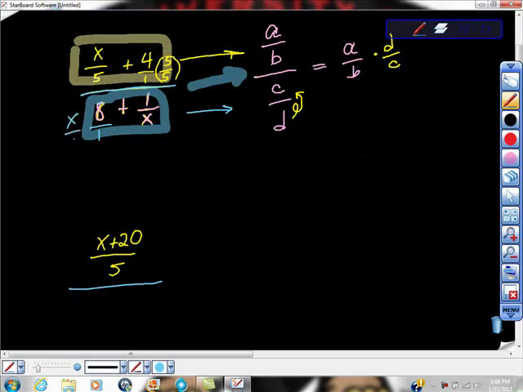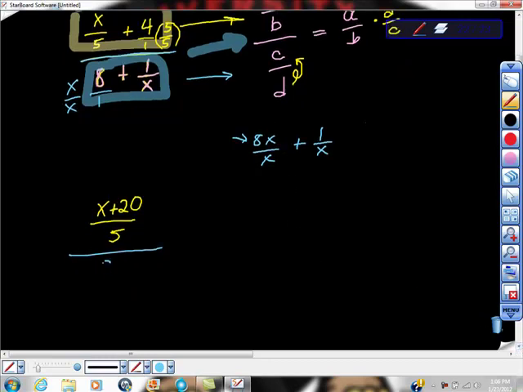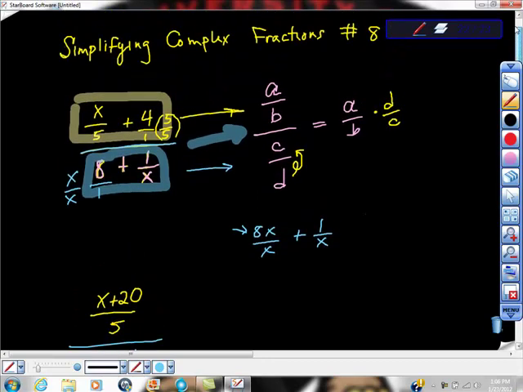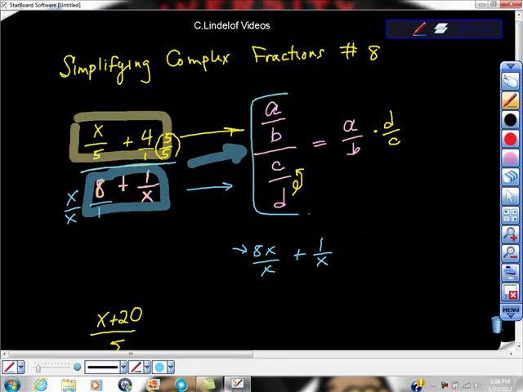So we're going to multiply this piece right here by x over x, which is just 1. And we get 8 times x is 8x over x, plus 1 over x. Now we have a common denominator, so we have 8x plus 1 all over x. So we said that our goal was to turn this junk over here into something that looks more like this. And I think we've done that, haven't we?